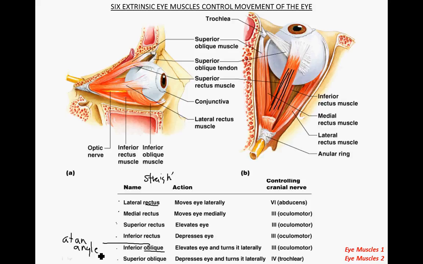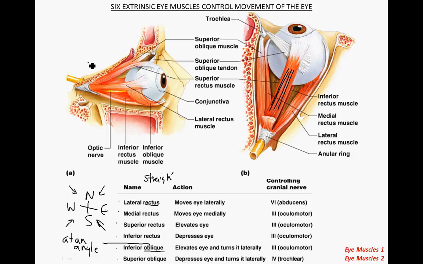So if you think of the compass here: north, south, east, west. Lateral would be either east or west. Medial would be either east or west. Superior, north-south. Inferior, north-south. So the inferior oblique, since it's coming at an angle from below, would be either southwest or southeast. And then the superior oblique would be either from the northwest or from the northeast, depending on the eye. So the directions of these muscles are relatively self-explanatory.